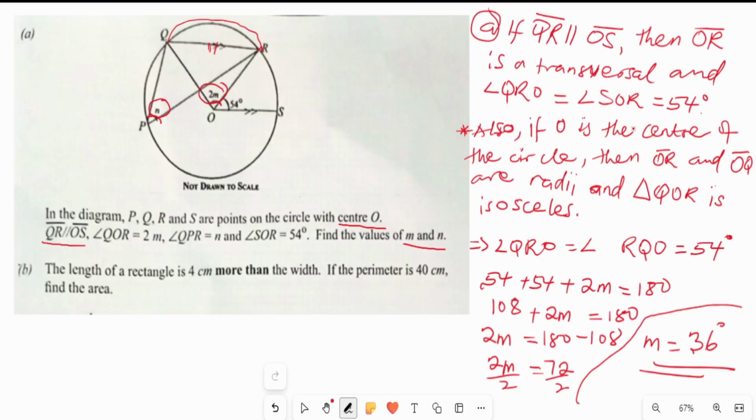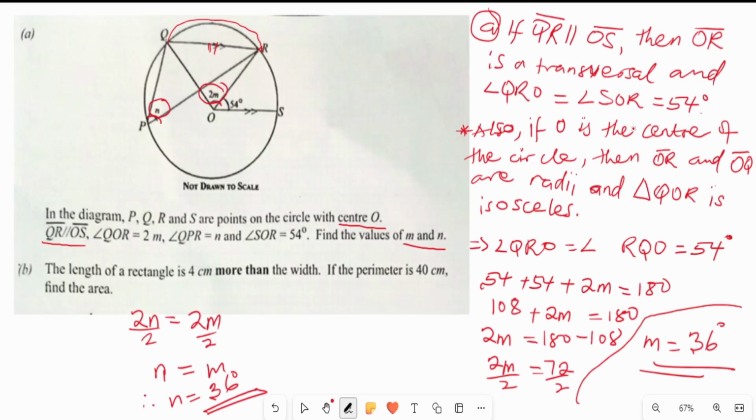So from that, we can get the equation that 2n will be equal to 2m. Dividing both sides by 2, it means that n equals m. And since we know m already, it means that n equals 36 degrees. So the value of m is 36 degrees and the value of n is 36 degrees.